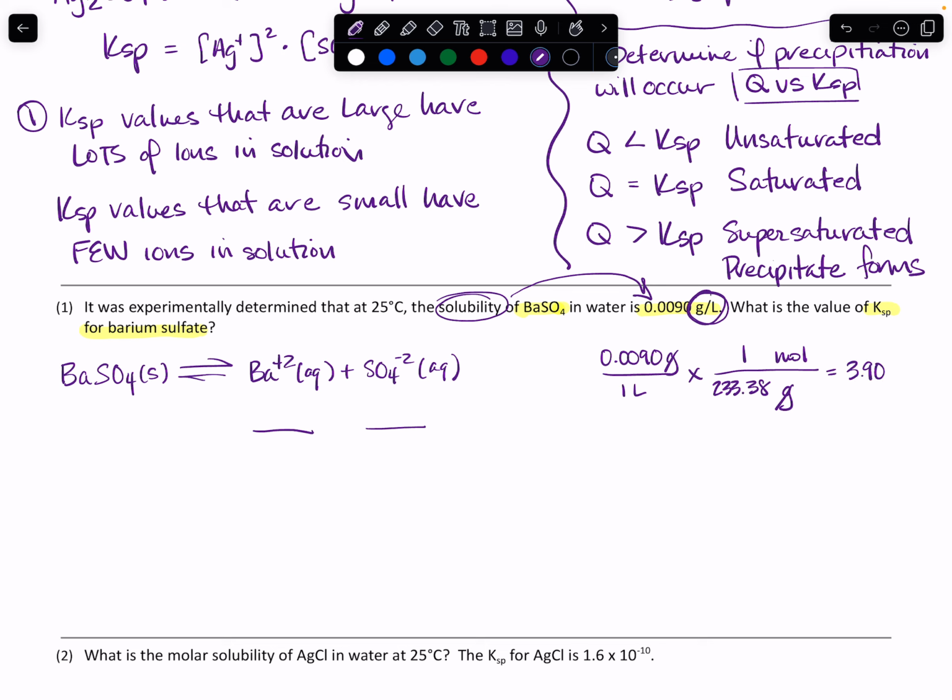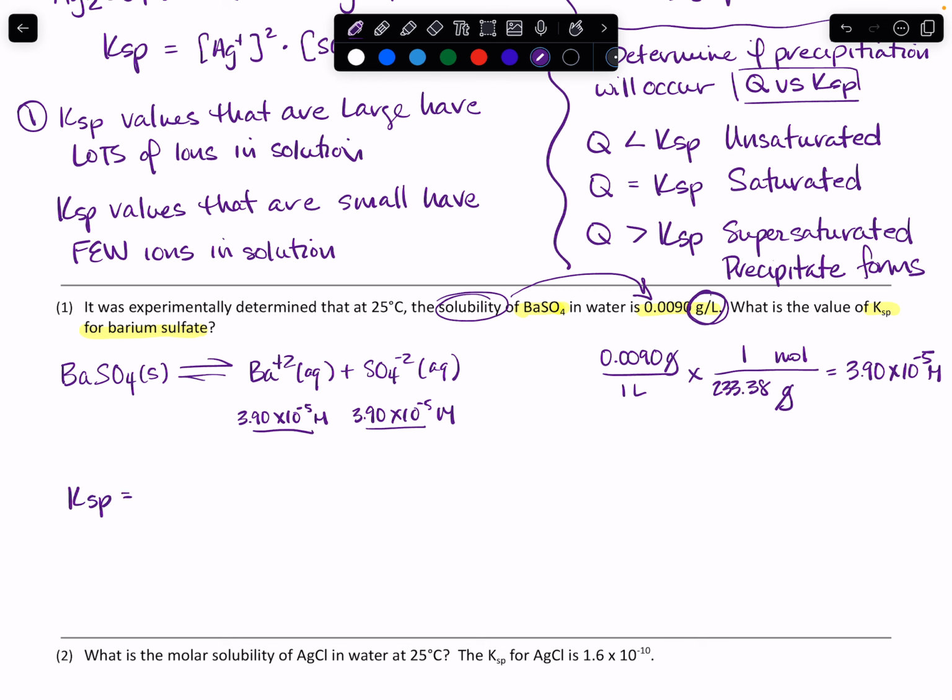And this turns out to be 3.90 times 10 to the negative fifth molar. All right, so that means that barium is 3.90 times 10 to the negative fifth molar when dissolved, and the sulfate ion is present at 3.90 times 10 to the negative fifth molar. All right, so now I have the concentrations of my two ions.